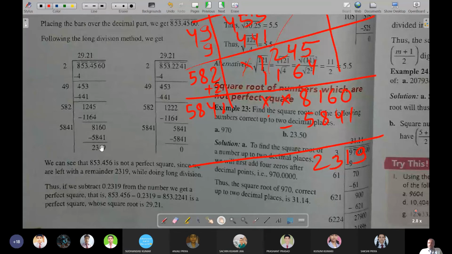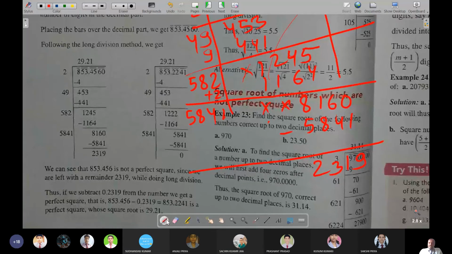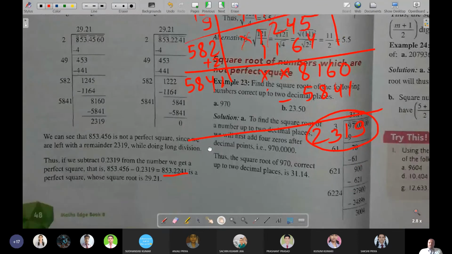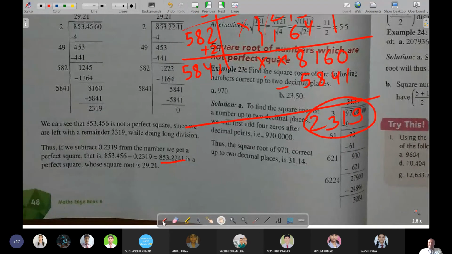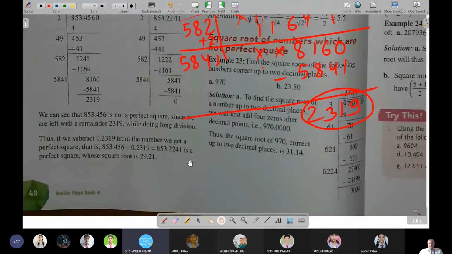So sir, what we will do: when 2319 comes, it is after the decimal. So 0.2319 must be subtracted from 853.4560 to make it a perfect square. That is, here it has been subtracted also. 853.2241 is a perfect square, and that is the perfect square of 29.21. Got it? Yes, sir.